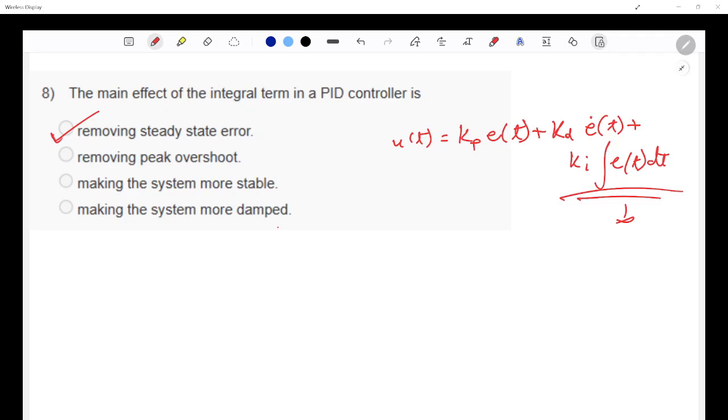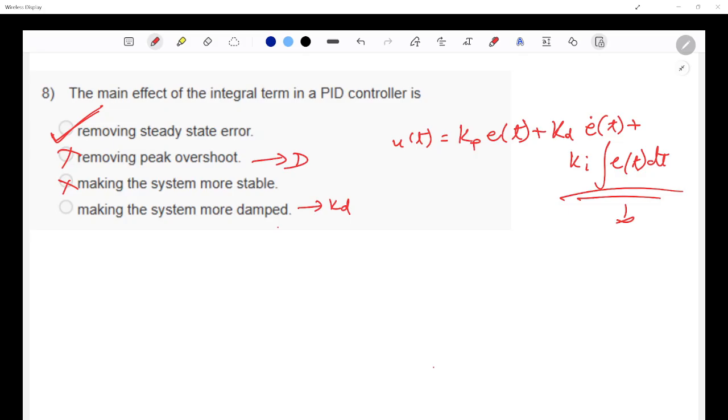Okay, so this is the first option. The second option is removing peak overshoot. Overshoot is handled by the D term. Integral can actually increase the overshoot. The third option is making the system more stable. It is wrong because the integral term can cause oscillations. It can make the system unstable. So it does not make the system stable. So this is also incorrect. And the fourth option is making the system more damped. Damping is controlled by the derivative term Kd. Integral reduces the damping. It can cause oscillations.